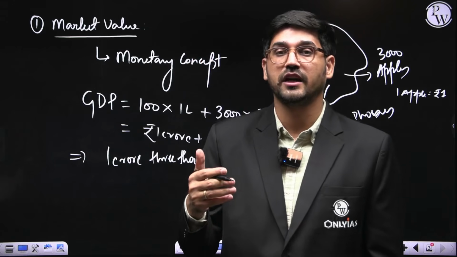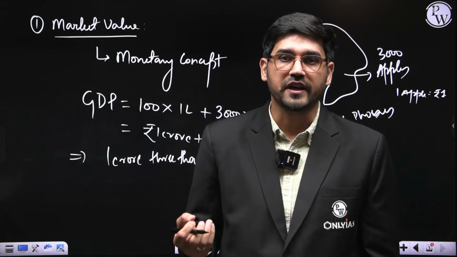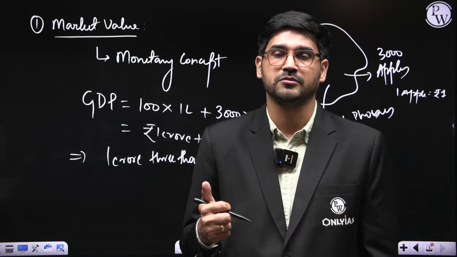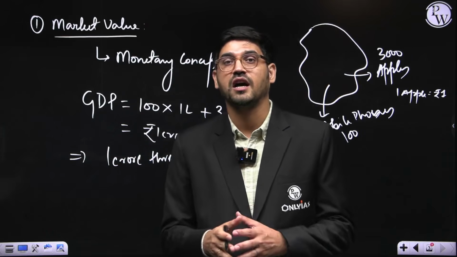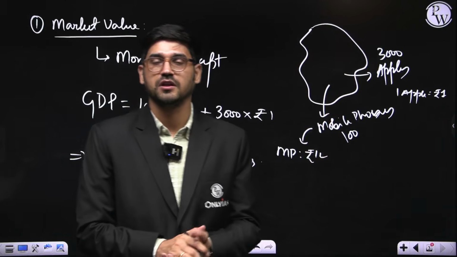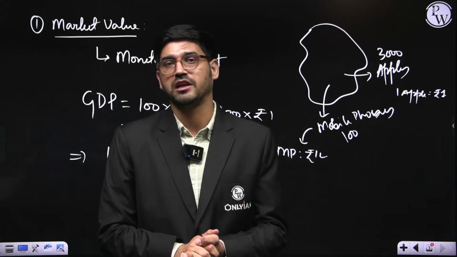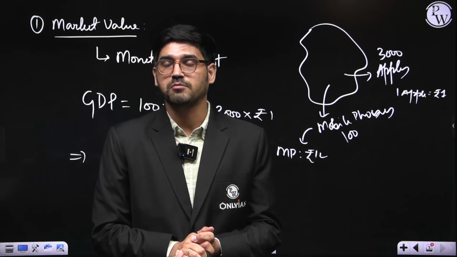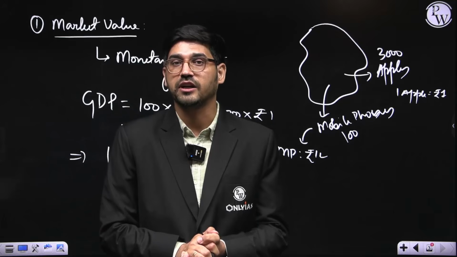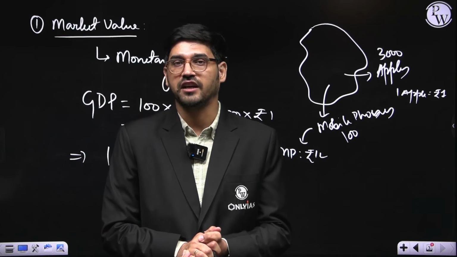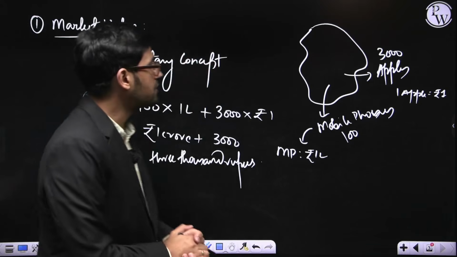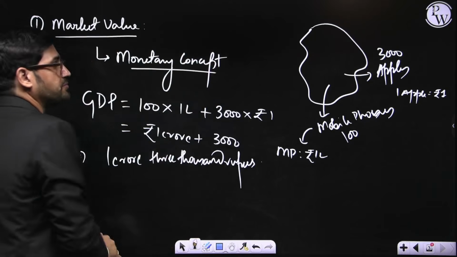Why do we express it in monetary terms? The reason is very simple. It is far too convenient to do the same. Imagine that economies are far more complicated. They do not just produce apples and mobile phones. Economies produce thousands and millions of products. If we were to explain the GDP of an economy by expressing what this economy produces or how much, it will be very, very inconvenient for us to do that. So firstly, GDP is a monetary concept.